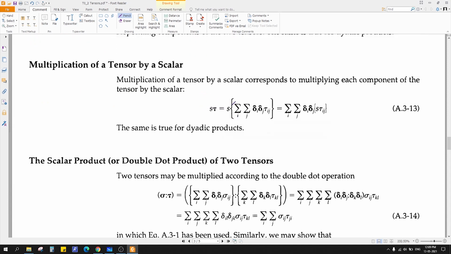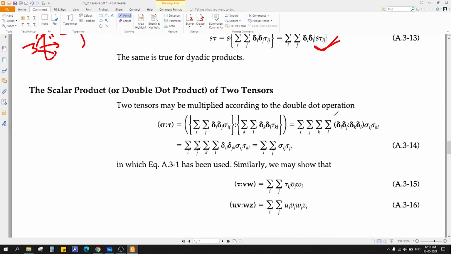What about multiplication of a tensor by a scalar? It is also the same as multiplication of a matrix by a number, right? So you have to multiply each component by the scalar. Yeah, you can see here.